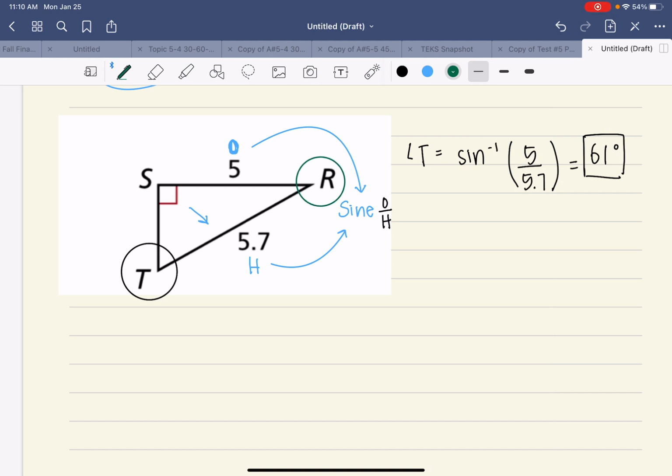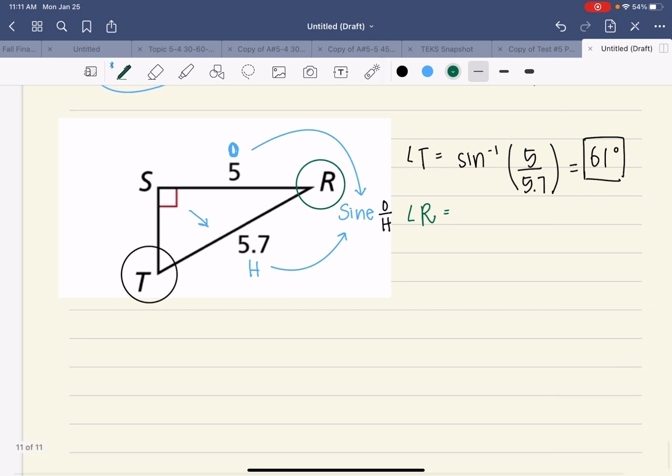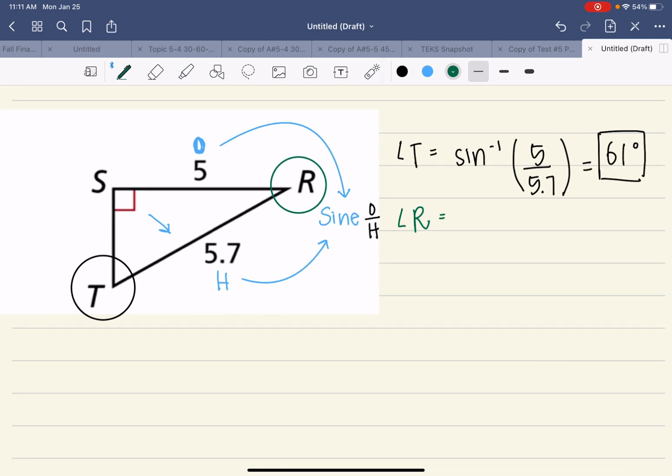Okay, well now I want you to find angle R. Now when we go to find angle R, there are 2 ways to do this. We can do it the trigonometry way and just label our side lengths. So the 5, instead of being opposite from angle R, is now adjacent to angle R. And then 5.7 is still the hypotenuse.